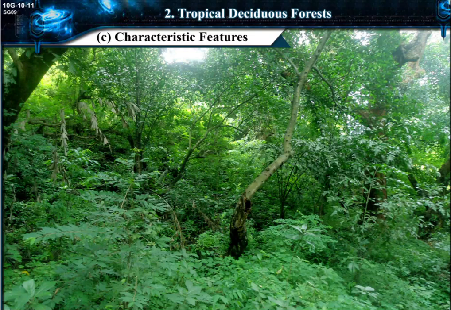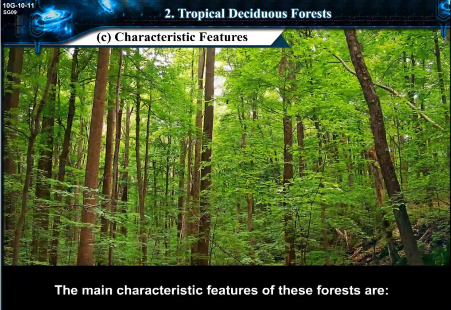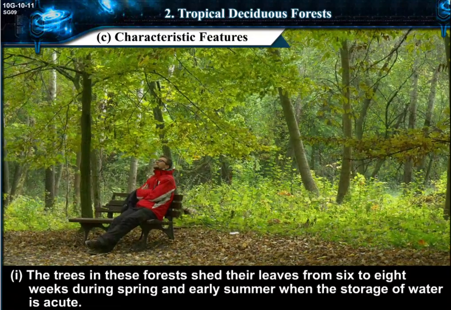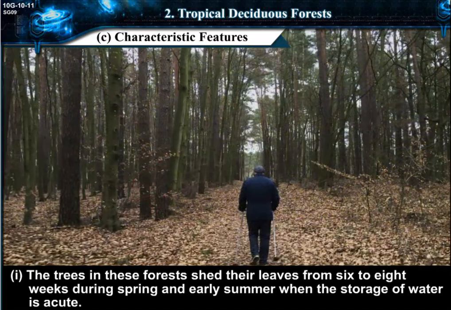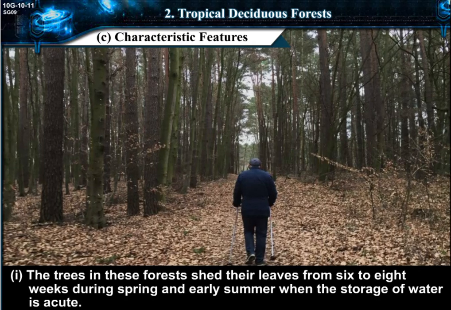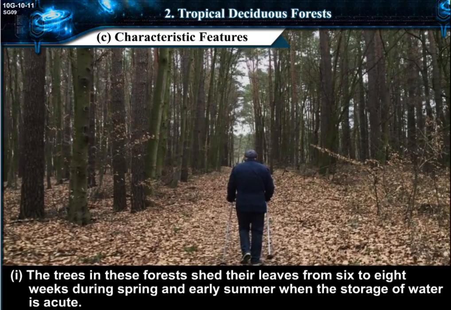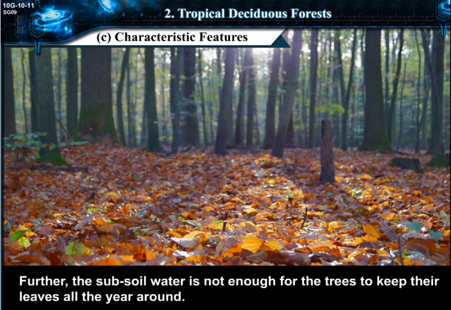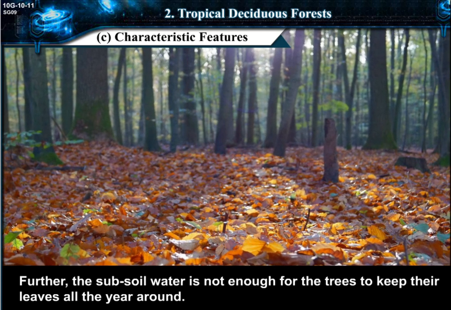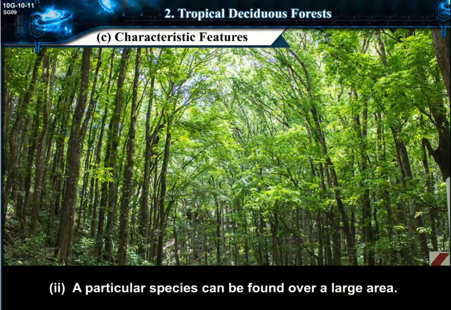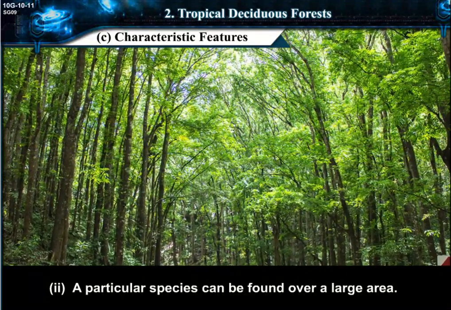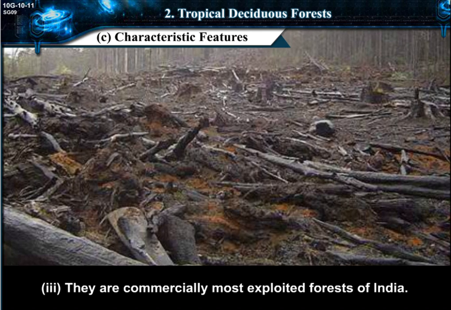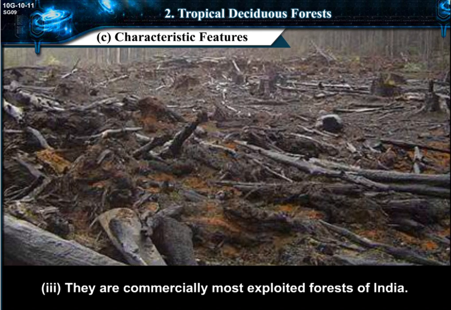C. Characteristic features. The main characteristic features of these forests are: first, the trees in these forests shed their leaves for 6 to 8 weeks during spring and early summer when the storage of water is acute. Further, the subsoil water is not enough for the trees to keep their leaves all the year around. Second, a particular species can be found over a large area. Third, they are commercially the most exploited forests of India.